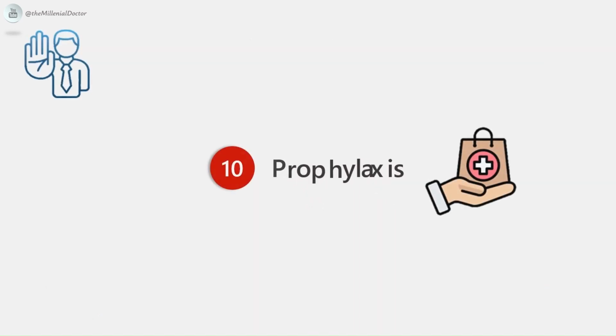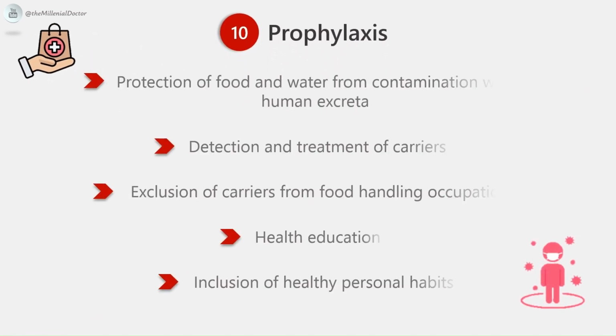And lastly, prophylaxis. General prophylaxis is as for all fecal-oral infections. Food and water have to be protected from contamination with human excreta. Detection and treatment of carriers and their exclusion from food handling occupations will help in limiting the spread of infection. Health education and inclusion of healthy personal habits helps in control.